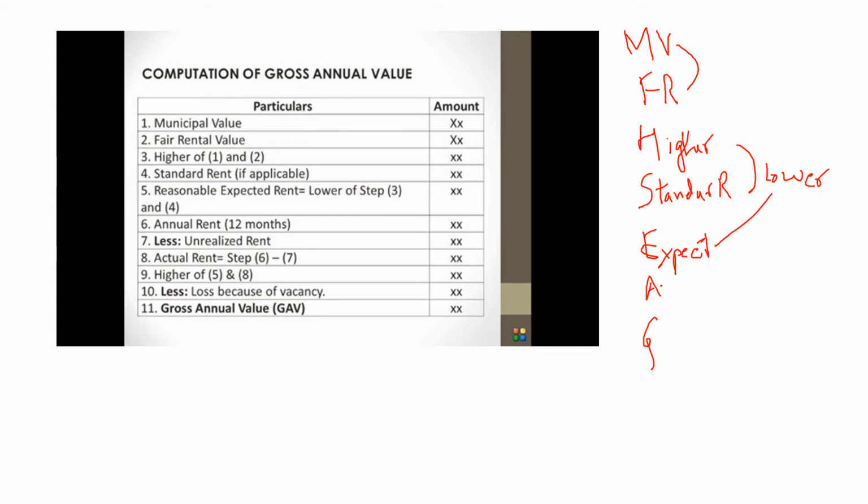Once the expected rent has been found out, we will be finding out the actual rent. And from this actual rent, we can minus the unrealized rent. Here only we will be doing minus unrealized rent. And if there is any vacancy, we can minus that also. So if it has remained vacant for 1 month, for that month we can deduct the rent amount. And then the G is the gross annual value, the gross annual value.